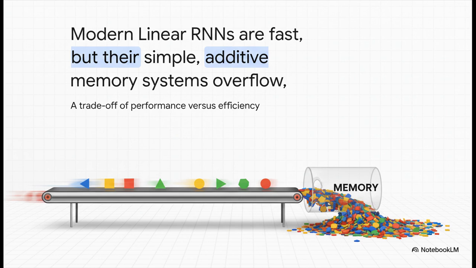And then you've got the other side of the coin, the modern linear RNNs. Yeah, they're fast. Linear complexity is awesome for scaling, no doubt. But, and this is a big but, they make a really tough trade-off. Their memory systems are, well, too simple. It's like they just keep piling new information on top of the old, with no real management. The memory just overflows, and they completely forget important stuff from way back. So you're stuck in that classic dilemma. Do you want performance, or do you want efficiency? We need to break out of that.